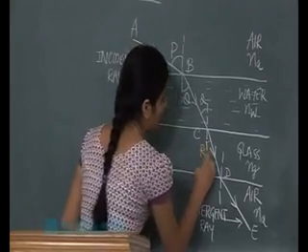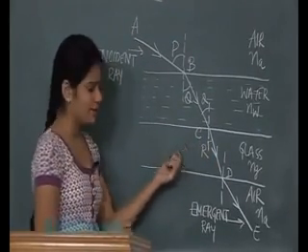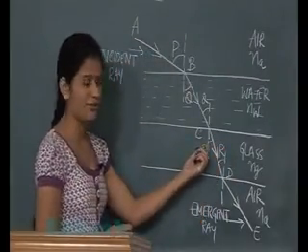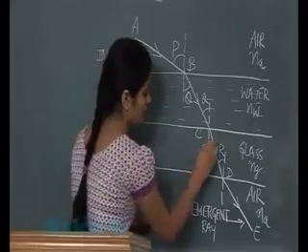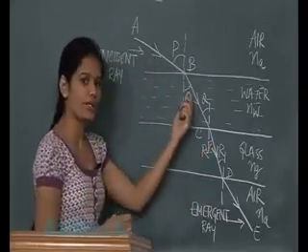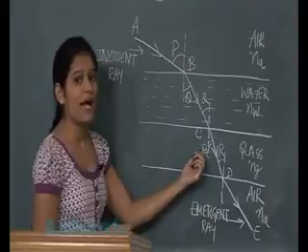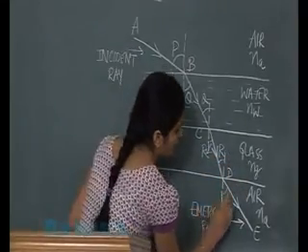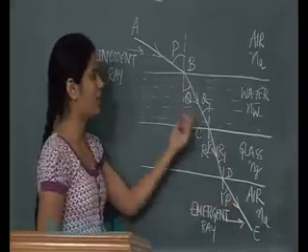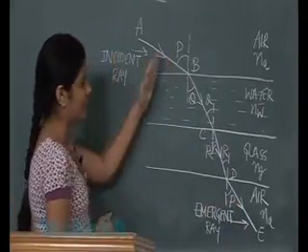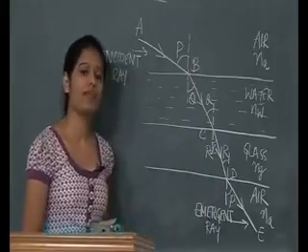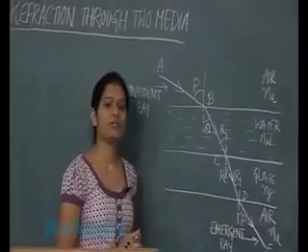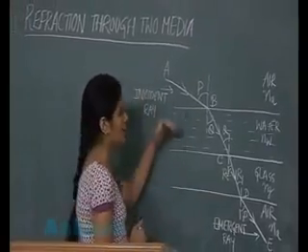Let this angle be R. Then this angle will also be R. This is the angle of refraction for water and glass boundary. And this will be the angle of incidence for glass and air boundary. And this will be the angle of emergence, which is equal to the angle of incidence. Now student, A, B, C, D, E is the path of light ray which suffers refraction through water and glass and finally emerges out in air parallel to the incident ray.